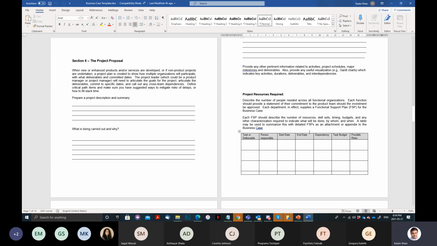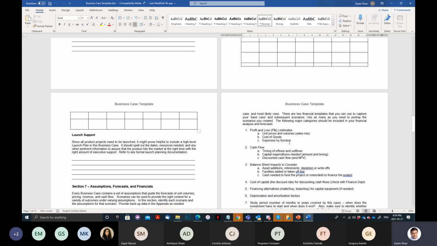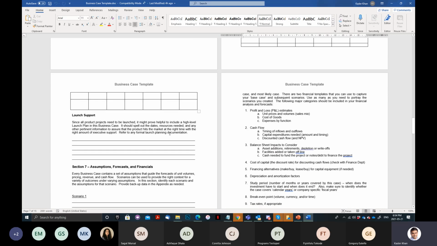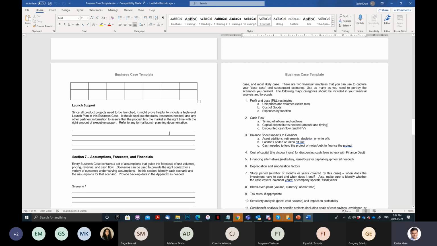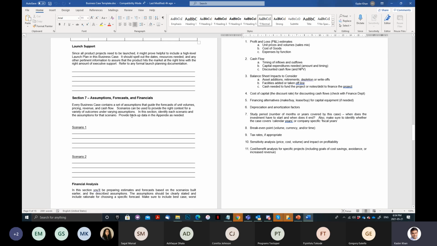Right? And what are all the things that you need to build the product? What are all the things that you need to market the product? What are all the things that you need to launch the product? Complete product management lifecycle, right? From the concept to the development to the launch. Then finally, you come up with and tell them about assumptions, forecasts, and financials. Here is where whatever we learned about profit and loss estimates, cash flow estimates, balance sheet estimates. Remember that we learned together.